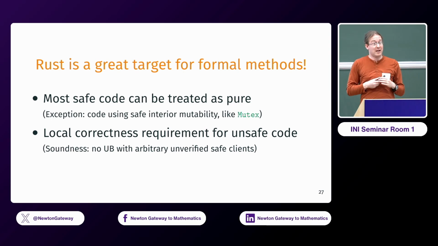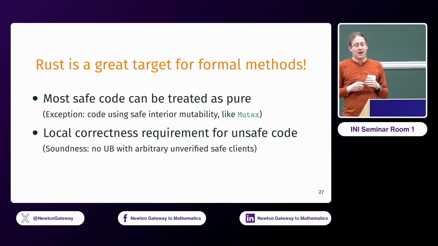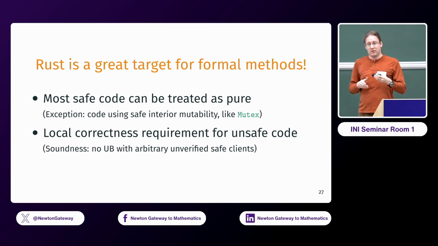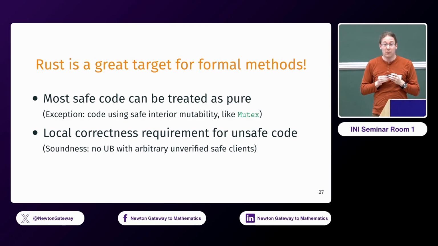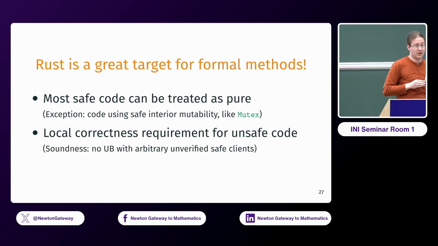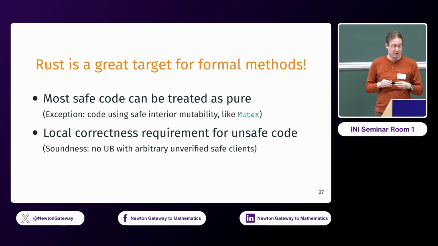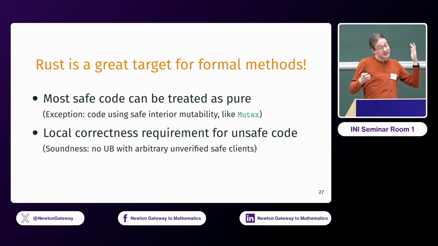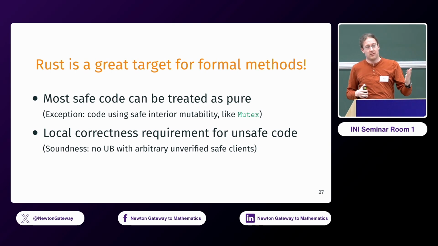So yeah, with that I would like to conclude. I think Rust is a great target for formal methods. There's a lot of momentum. We've seen there's tons of tools. I'm very excited to see what happens as this community keeps developing and growing these verification tools. I think there's a great future ahead for Rust being also a great choice for verifying all of your code. Because most of the safe code can be treated as pure, so the problem becomes a lot simpler than it would in most other languages.